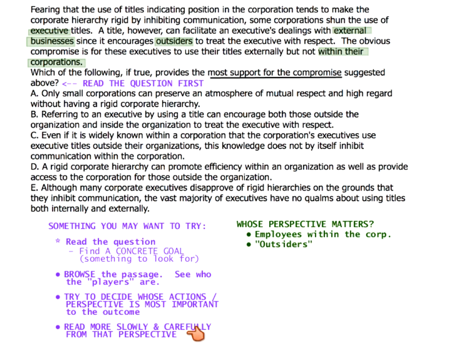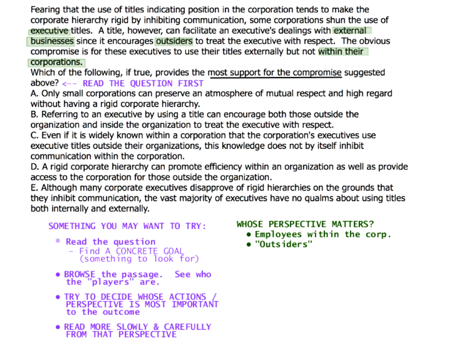This is where we can read from both perspectives and just kind of see what happens. Okay, so let's do that. If we are reading as internal employees, there's this potential issue of making a rigid hierarchy that gets in the way of communication. So that seems to create some cognitive dissonance or some sort of issue. But then, if you read from the perspective of an outsider, this seems all pretty straightforward and one-sided. A title can facilitate the executive's dealings with you guys, the outsiders. You guys are unilaterally helped by the use of a title.